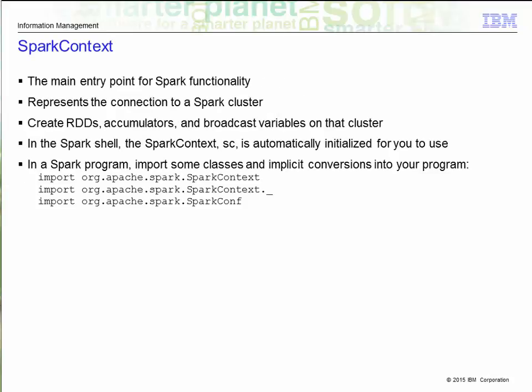The Spark context is the main entry point to everything Spark. It can be used to create RDDs and shared variables on the cluster. When you start up the Spark shell, the Spark context is automatically initialized for you with the variable sc. For a Spark application, you must first import some classes and implicit conversions and then create the Spark context object. The three import statements for Scala are shown on the slide here.